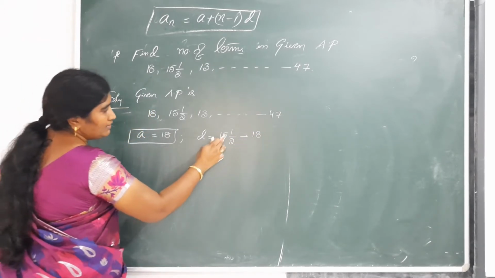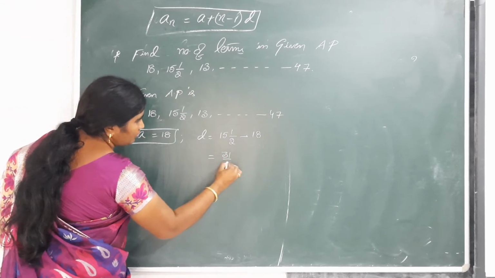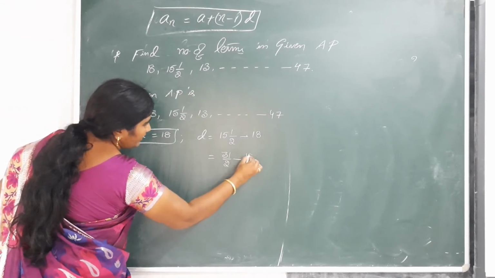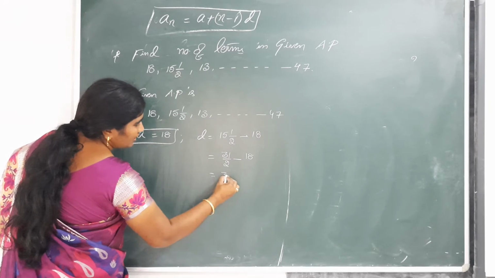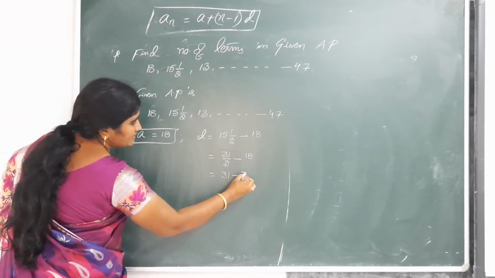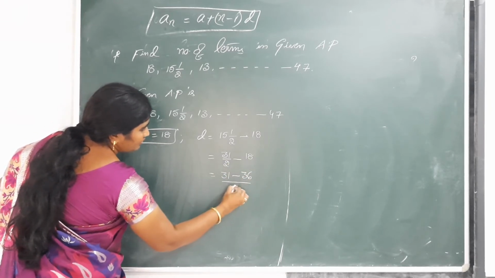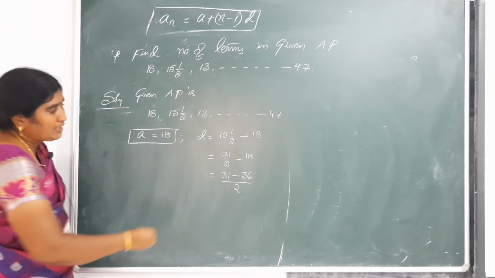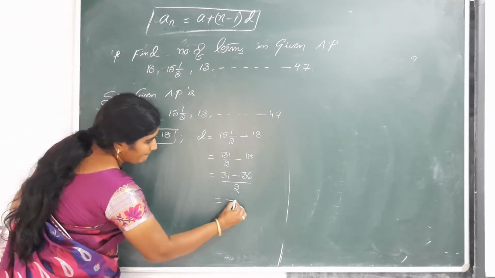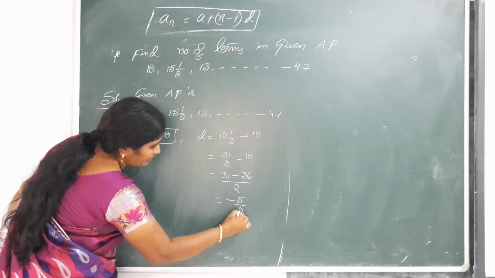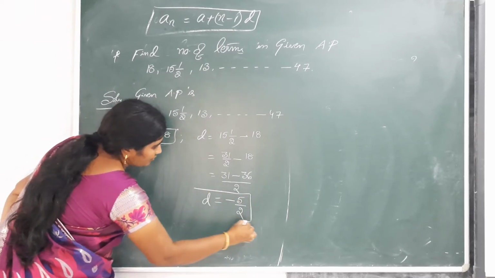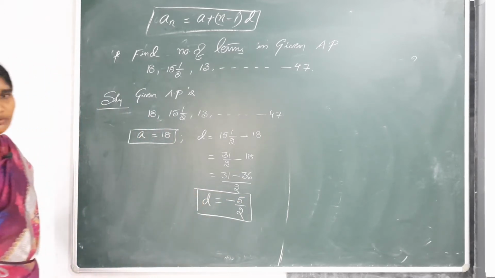15 twos are 30, 30 plus 1, 31 by 2, minus 18. That equals 31 minus 18 twos are 36, 36 by 2. 31 minus 36 equals minus 5 by 2. Here D, the common difference, equals minus 5 by 2.